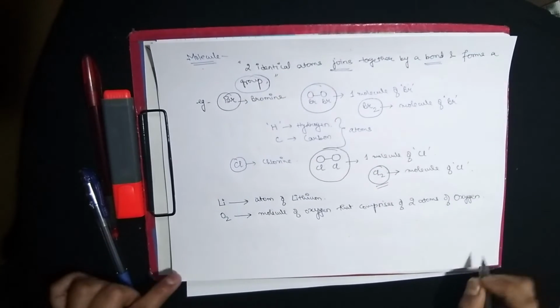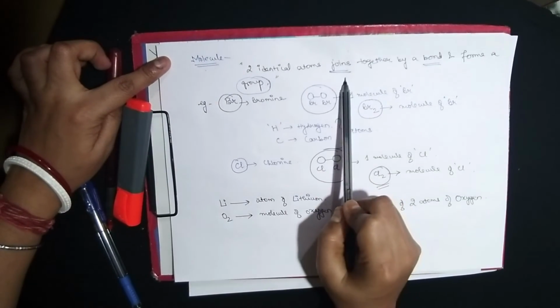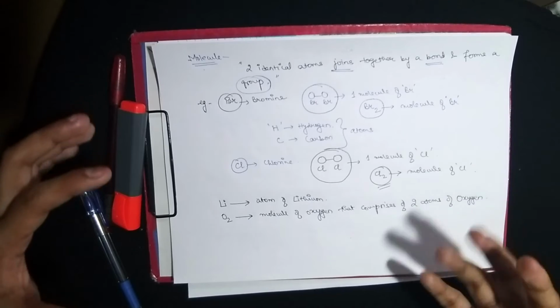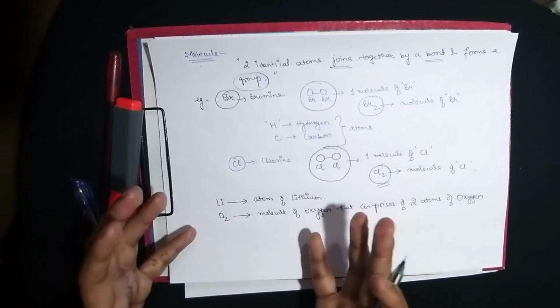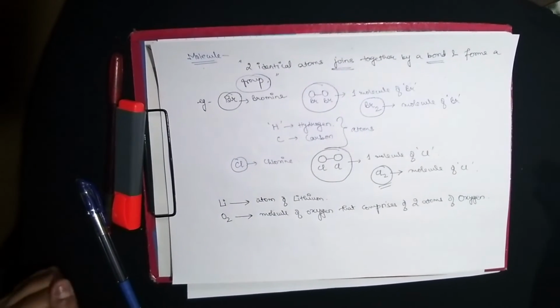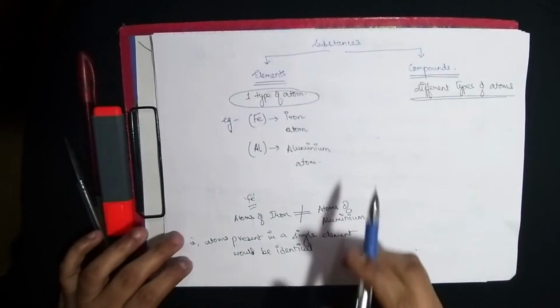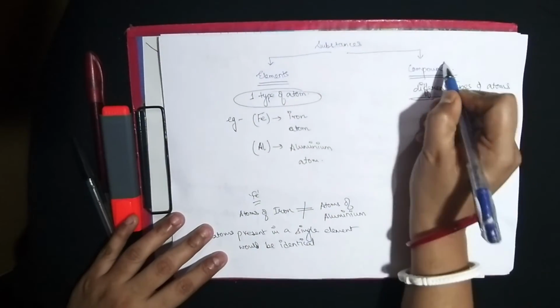So is it clear that molecules are two identical atoms that join together by a bond and form a cluster or a group, and that group is called a molecule? So now we are moving further. Now the next branch of substance is compounds.